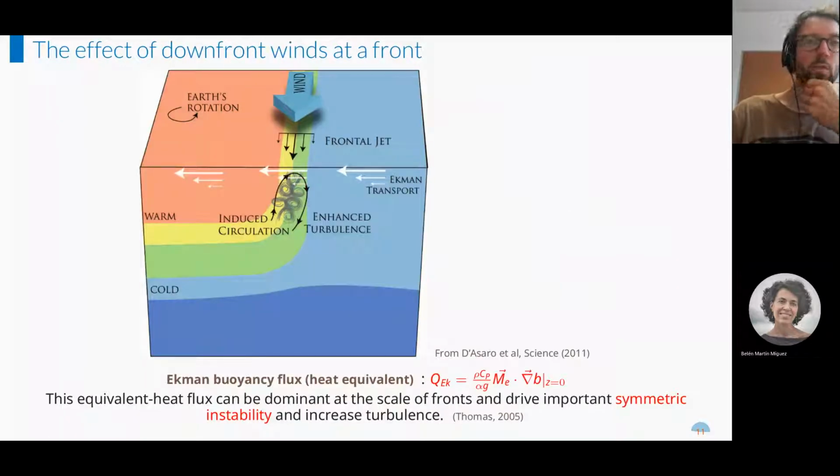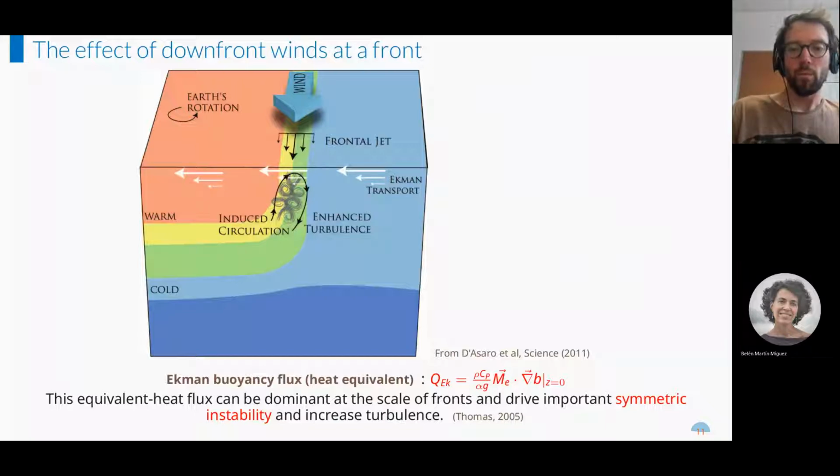And what we can do with those data is, when we want to look more at processes that happen along the boundary currents, we can look at, for instance, the effects of downfront winds. So how winds interact with fronts and with currents. Actually, when the wind blows in the direction of a geostrophic jet, the Ekman transport can drive some mixing, can enhance fronts and drive turbulence.